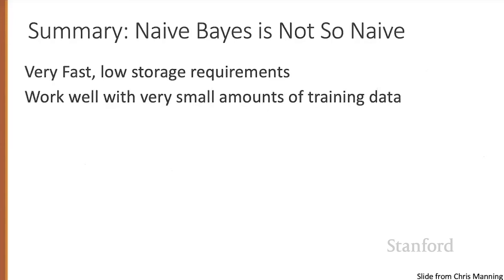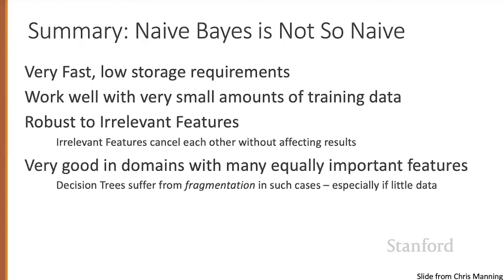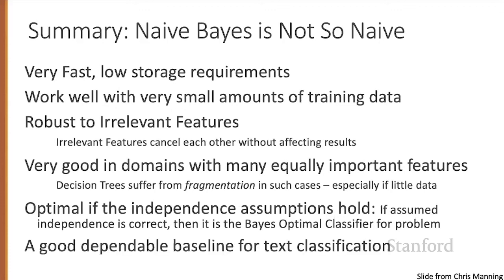In summary, naive Bayes really isn't that naive. It's very fast. It has low storage requirements. It works well with very small amounts of training data, which is not true for many of the more powerful algorithms we'll see. It tends to be robust to irrelevant features. It's good in domains with many equally important features, which is not true for some other machine learning algorithms like decision trees. And in fact, naive Bayes is optimal in the rare case in the world where the independence assumptions actually hold. So it's a good, dependable baseline for text classification.